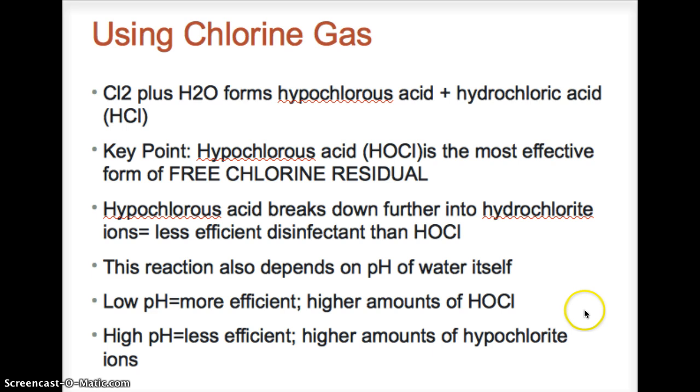This reaction also depends on the pH of the water itself. The lower the pH, the more efficient, and the higher amounts of hypochlorous acid are created, which is your free chlorine residual. And the higher the pH, the less the disinfection efficiency, and higher amounts of hypochlorite ions are produced.